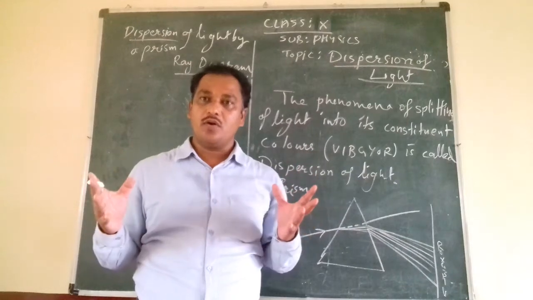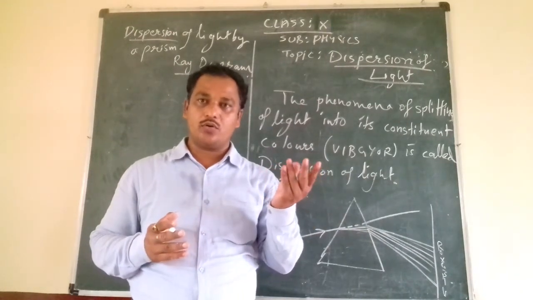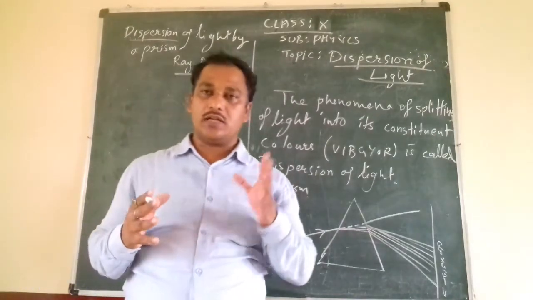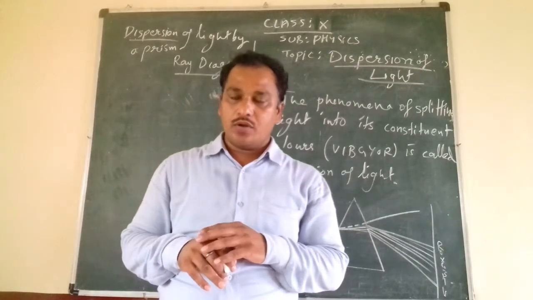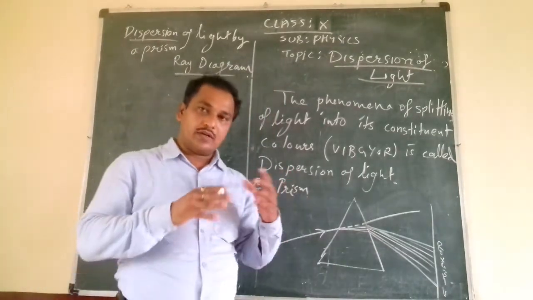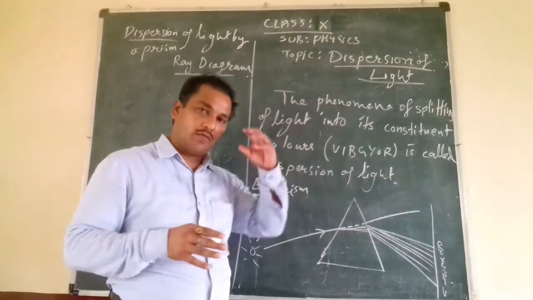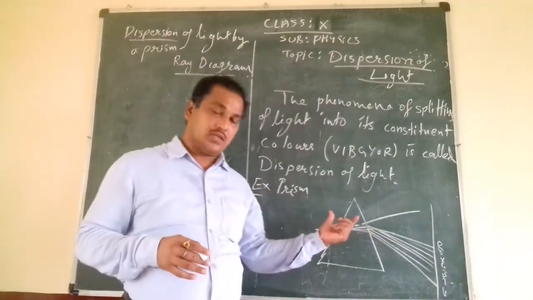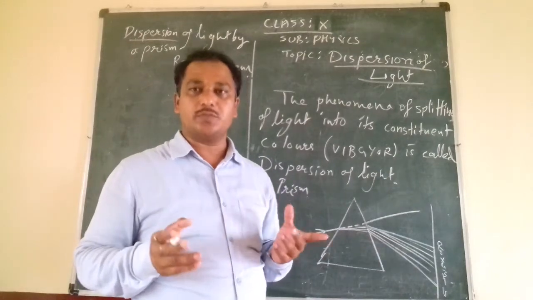Have you seen the rainbow? What are the colors? Violet, indigo, blue, green, yellow, orange and red. 7 colors. These are the colors of sunlight. Sunlight consists of these 7 colors. You are aware of it. So these 7 colors split out when they fall on objects like water droplets in the air during the rainy season. Similarly, this splitting of white light into its constituent colors, we call it dispersion of light.